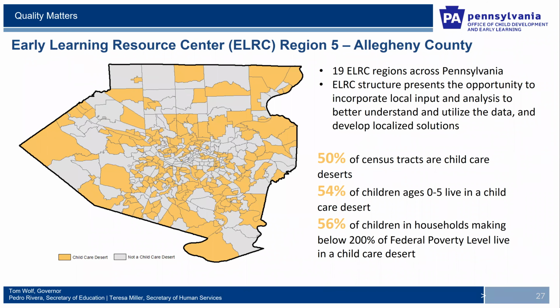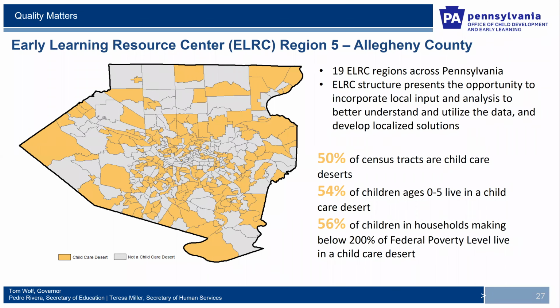This next map is zoomed in to focus on Early Learning Resource Center, Region 5, which covers Allegheny County in the southwestern part of the state. Again, the orange areas identify the childcare deserts. There are 19 ELRC regions in Pennsylvania. ELRCs are administrative regions designed to promote collaboration and coordination of services for providers and children and families.